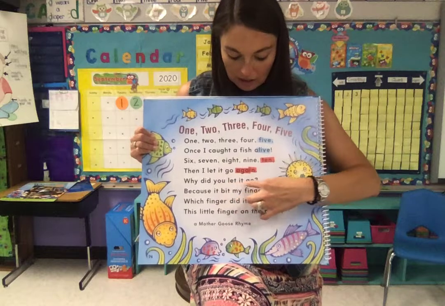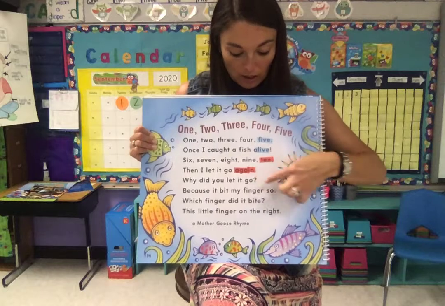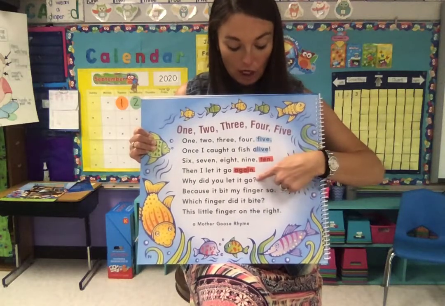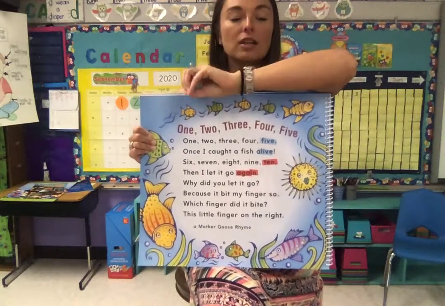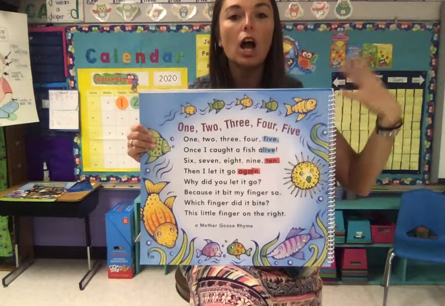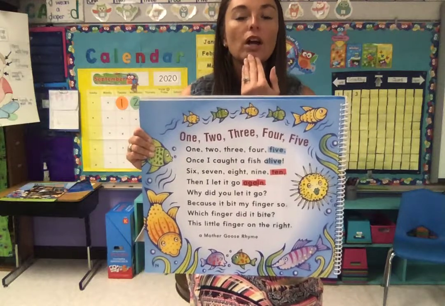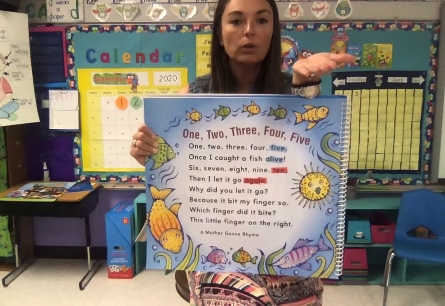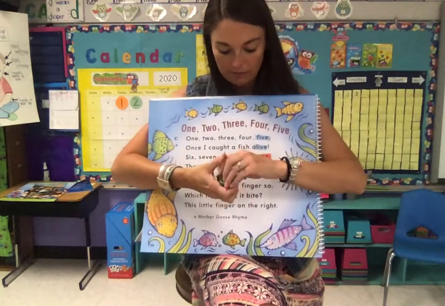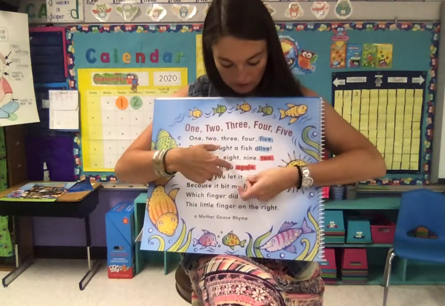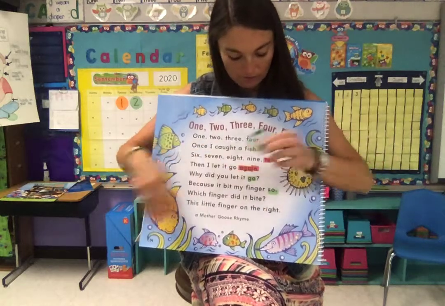Why did you let it go? Because it bit my finger so. So right here are two more words that rhyme. We have go and so. We have g-o, s-o. They both end in that long O sound. So those words rhyme. So I want you to say those rhyming words. Go, so. Go, so. Good job. So now I'm going to get green. And these words are really short, so hopefully I'll pull off enough tape. Go and so. There we go.